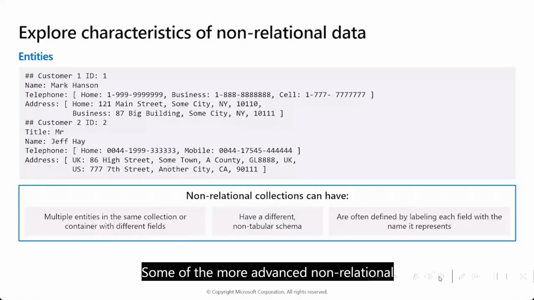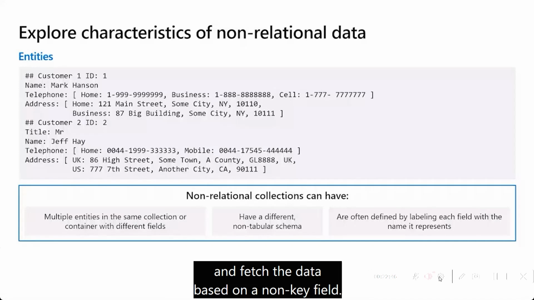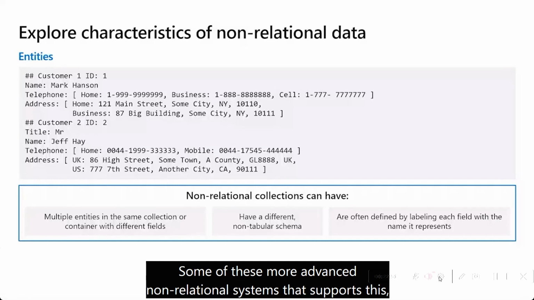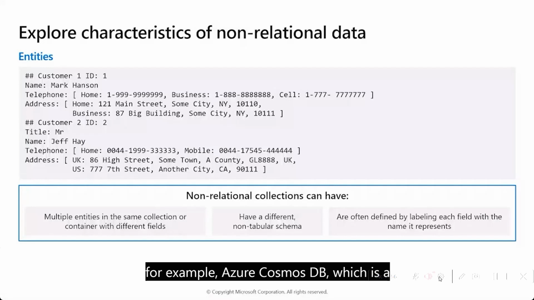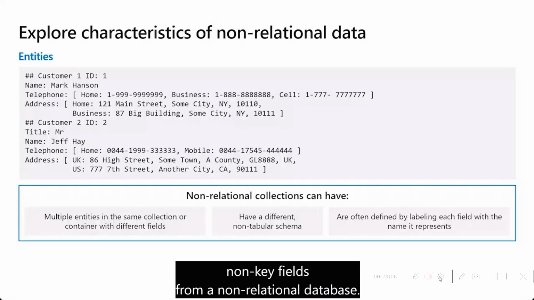Some of the more advanced non-relational systems support indexing, much like the indexing in a relational database. So queries can then use the index to identify and fetch the data based on a non-key field. Some of the more advanced non-relational systems that support this are, for example, Azure Cosmos DB, which is a non-relational database management system that's available in Azure. And so with this indexing, we can actually query non-key fields from a non-relational database.